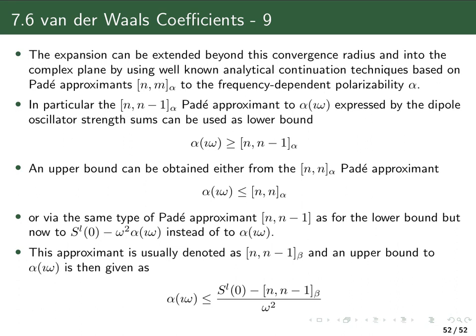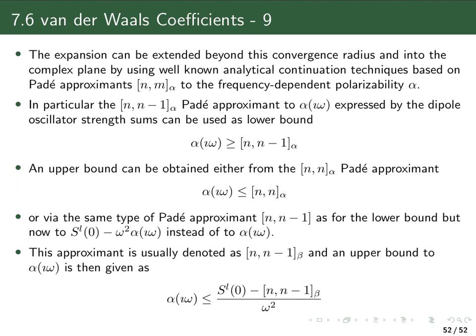And in particular, there are two Pade approximants to the polarizability which can be used here, and one can show that they form a lower bound and an upper bound for the frequency-dependent polarizability for imaginary frequencies. And so if one can evaluate these Pade approximants, then one gets a lower and upper bound for them. But these are two different types of Pade approximants.